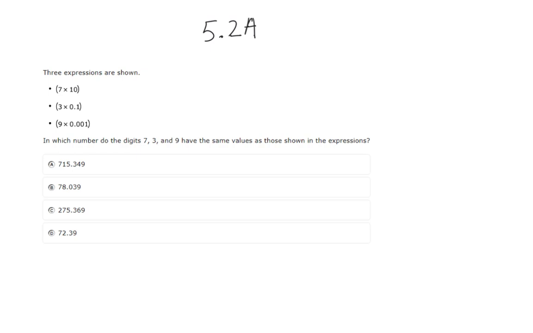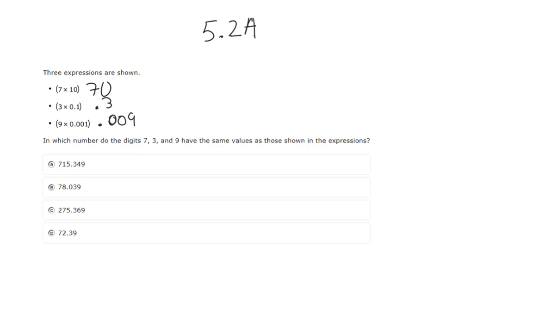Here, what they're trying to do is, in which number do the digits 7, 3, and 9 have the same values as those shown in the expression. So they want these values. So 7 times 10 we know is 70. 3 times 1/10 we know is 3/10. And then we know that 9 times 1/1000 is 0.009, right? So now we have to find one of these numbers with the same place values in the answer choices down here. So let's go ahead and look at it.